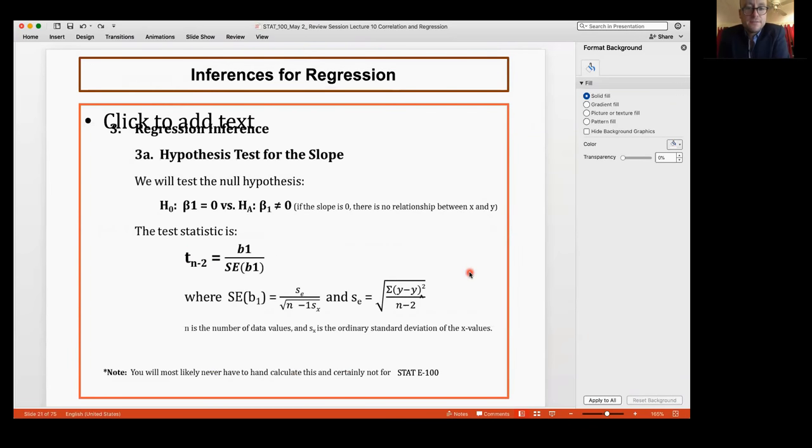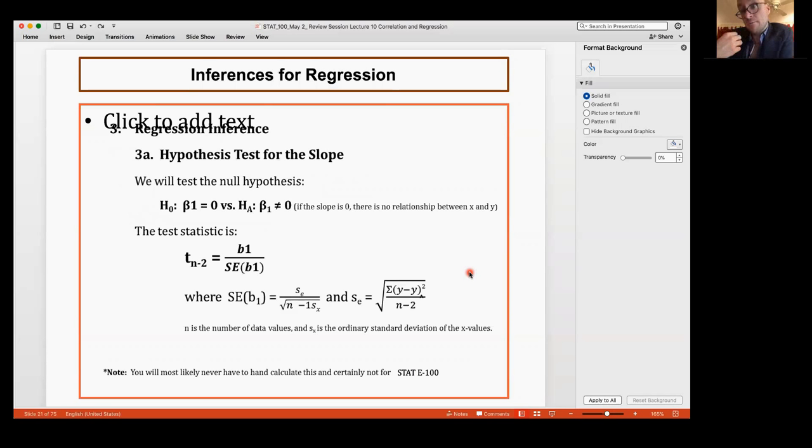When we talk about regression inference, we have an inference of the test of the slope. All of these are going to be similar in logic in terms of how we estimate statistical significance using a p-value and a measure of discrepancy of our estimate from our hypothesized null value, our null hypothesis.